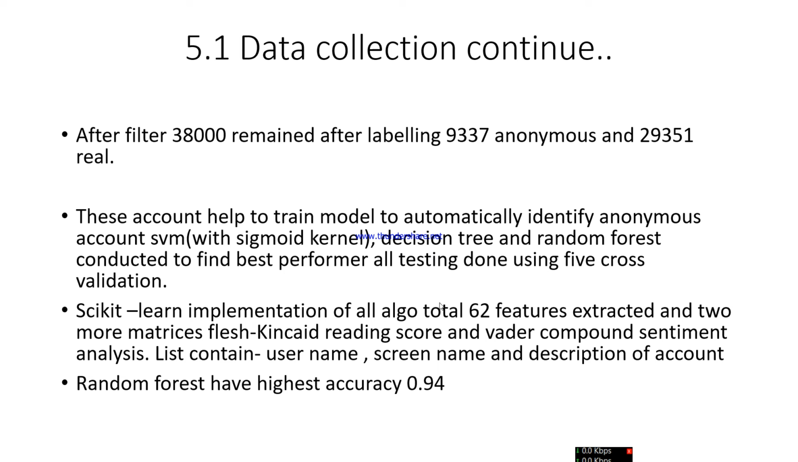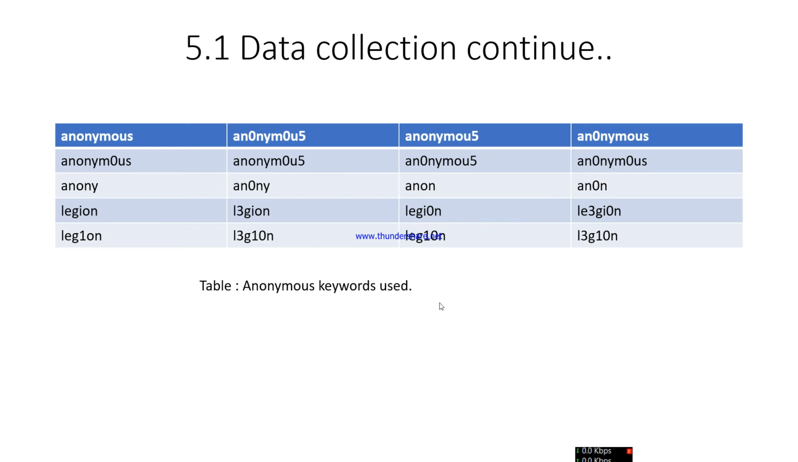We used the scikit-learn implementation, and 62 features were extracted from it, and two more metrics were used: Flesch-Kincaid reading score and VADER for compound sentiment analysis. And the list contains name, username, screen name and description of the account. And we have seen through our implementation that random forest has the highest accuracy, that is 0.94. So this is the data showing how they use keywords in anonymous accounts.